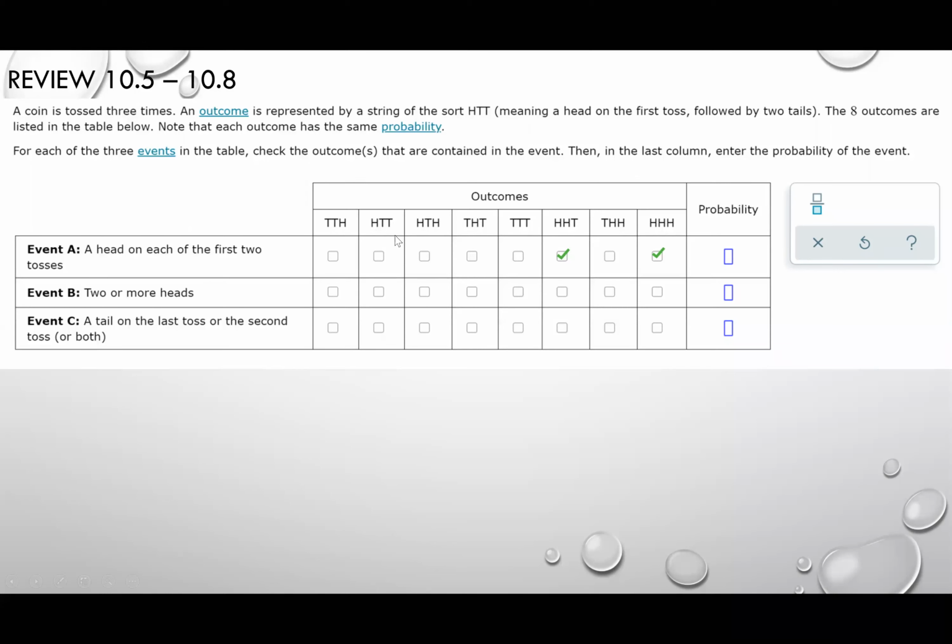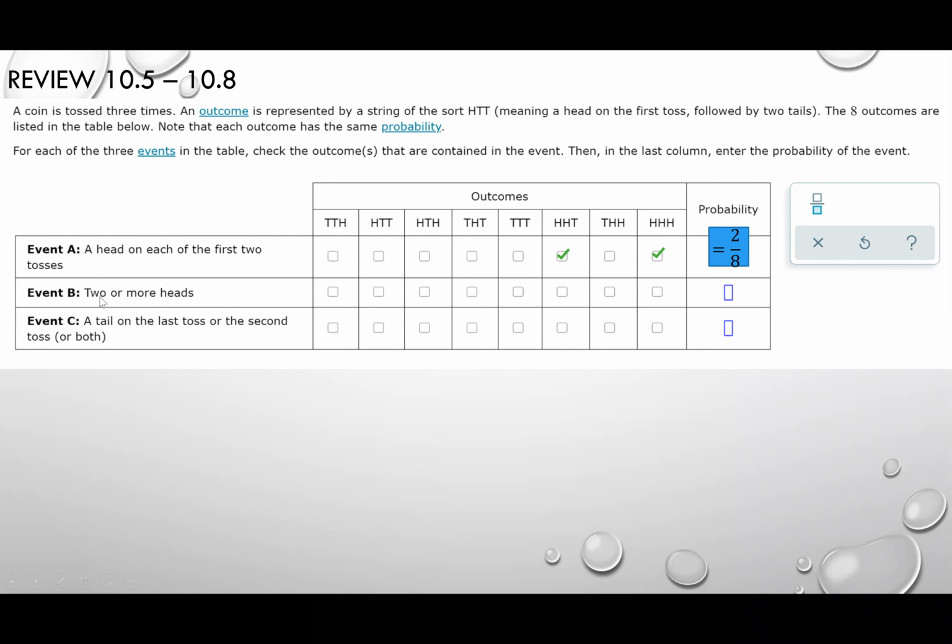So if the first is a tail, I don't care. If the first is a head, then I have to look at the second one. I need to have the first head and the second head, which is this item. First head, second head, that's the item. I don't care about the third one because the description does not mention anything about it. So that's what they ask you to do: check how many items fit the description. That is how many items I have, which is 2 out of the total of 8. And that's all they ask you to do for this problem, first check the outcomes.